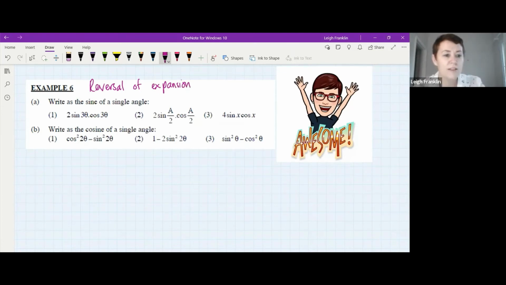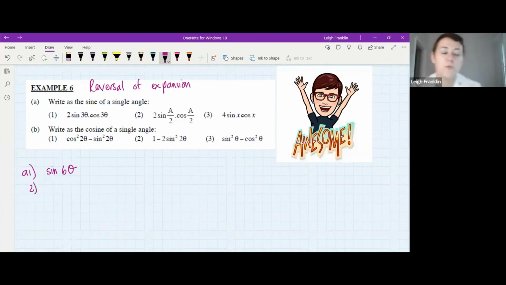Right, and hopefully this is quite easy now. In number 1, if they give us 2 sine 3 theta cos 3 theta, where did that come from? It came from sine 6 theta. Beautiful, Cassandra. All right, awesome.